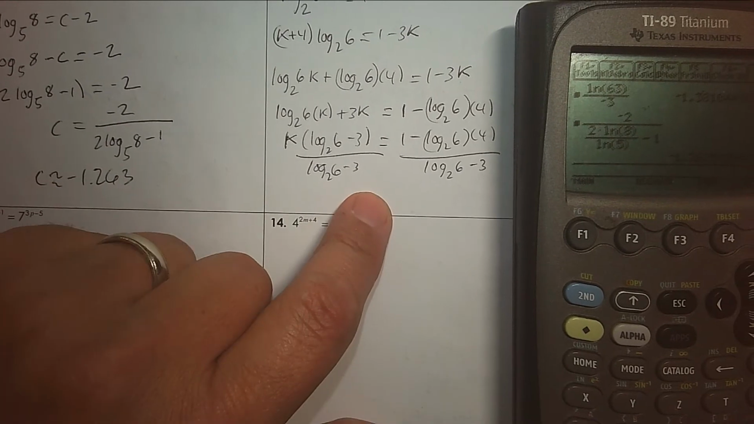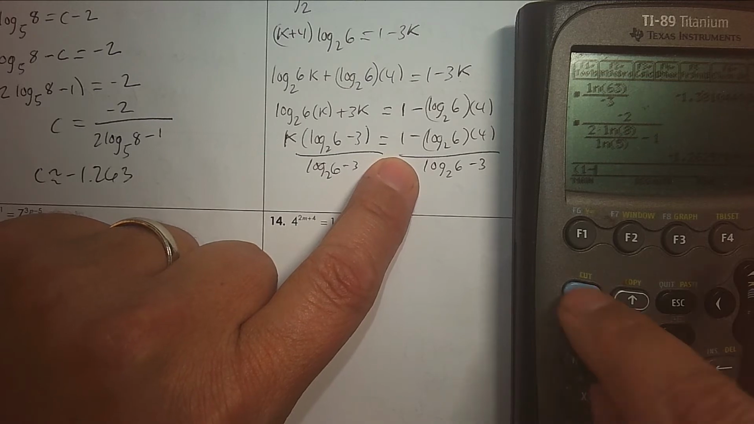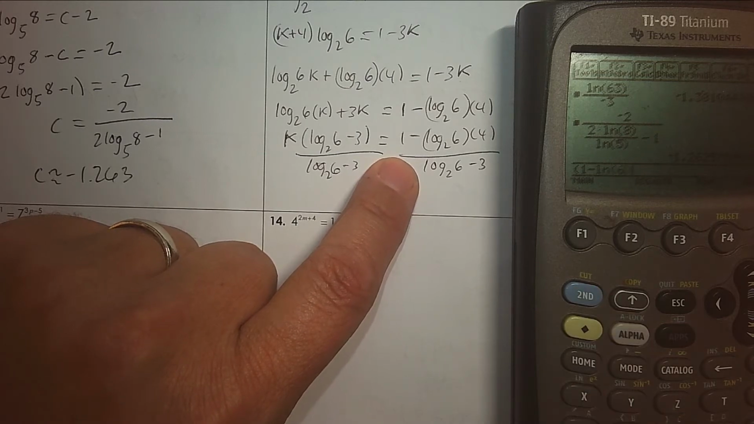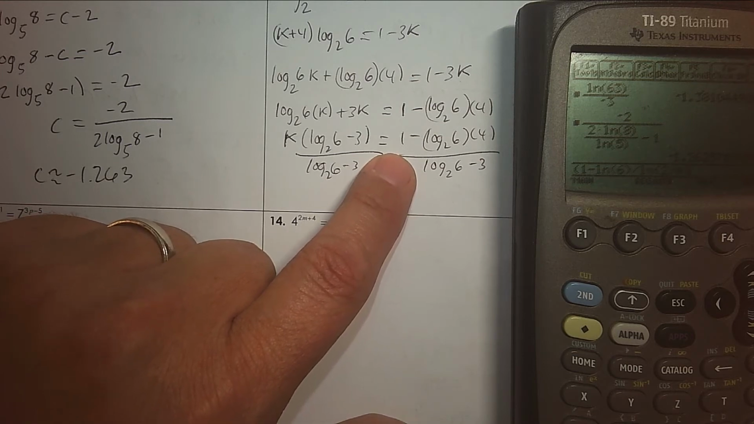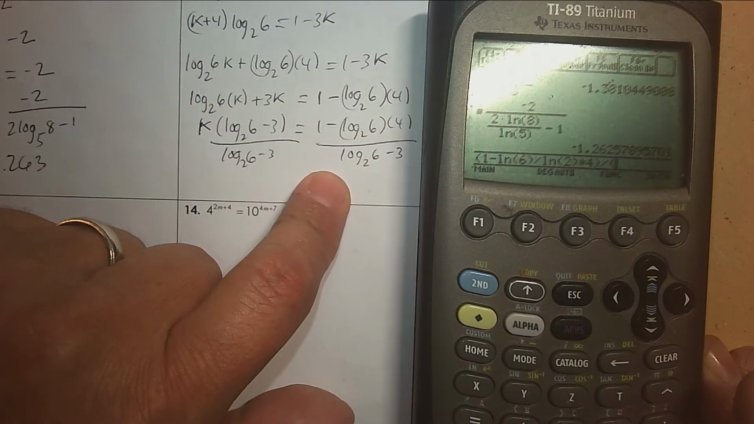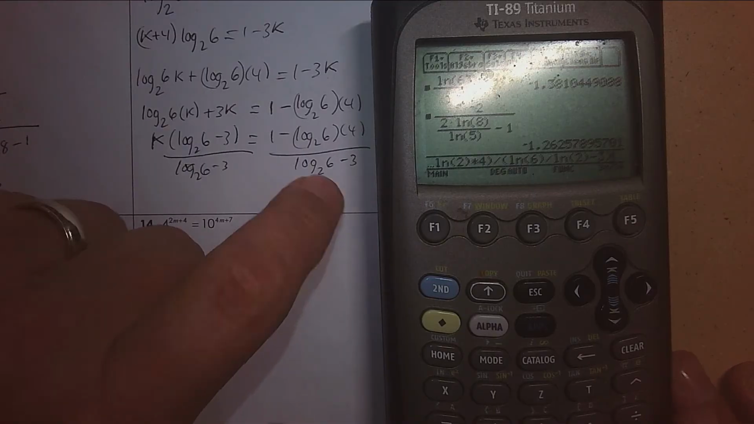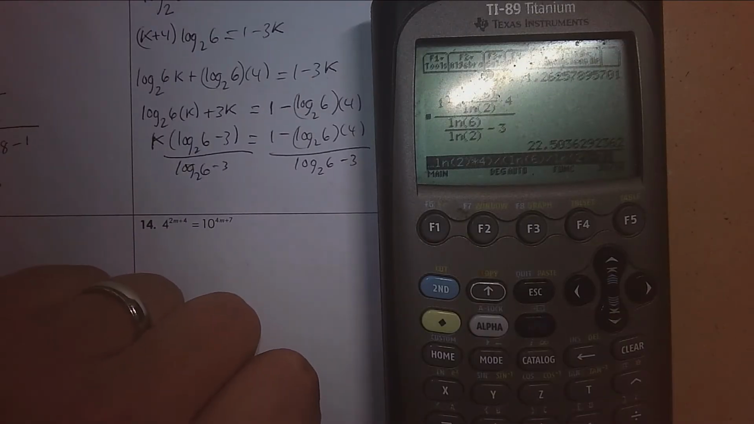Now make sure for the numerator, we got to start with parentheses because I have 1 subtract, and again I'm going to write it as ln 6 divided by ln 2, and then that's times 4, and then close it, divided by, open up another parentheses, keep typing it in. So this is ln 6 divided by ln 2, subtract 3, and then close it for the denominator, and then go diamond enter. So it's 22.